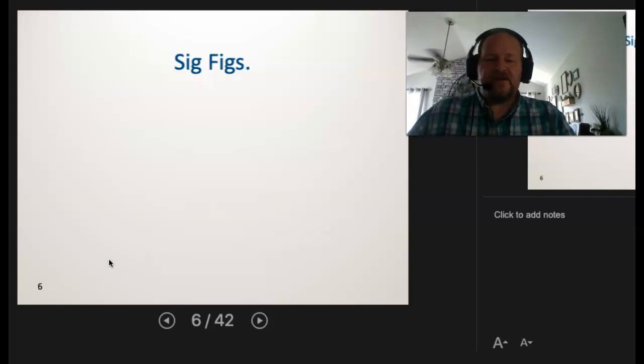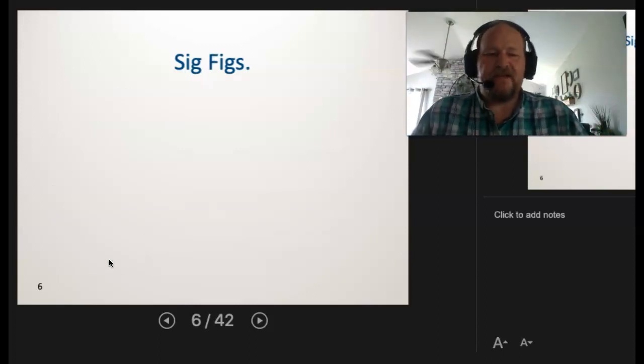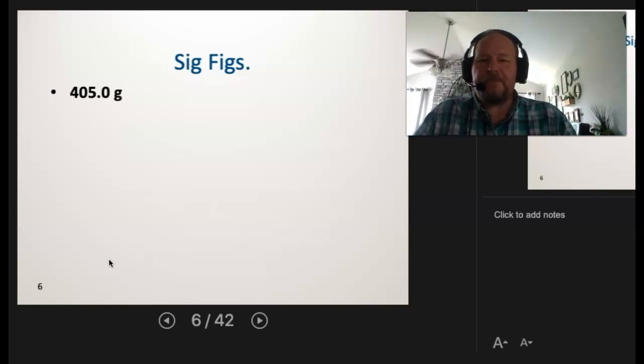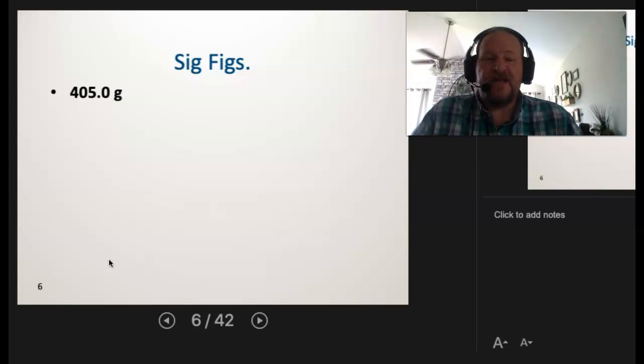All right, so those were pretty straightforward. Let's make it a little bit more difficult here. How about 405.0? So now we have two zeros. There's one between the 4 and the 5, which we know since it's in between two significant figures, it must be. And then there's the zero on the end. And yes, that zero is significant. So this value, 405.0, is four significant figures.